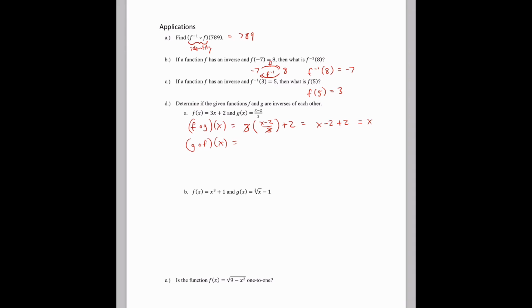All right, and if you were to do it the other way, do g of f of x, you're going to get the same thing. It's going to turn out also to just be x. Feel free to try plugging it in and seeing, but you end up just canceling everything out. So if that's true, then we can basically say that g is the inverse of f, or you could say f is the inverse of g. Either way, they are basically inverses of each other.